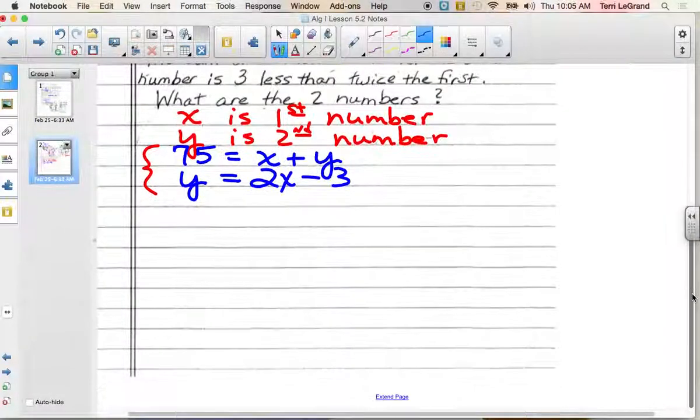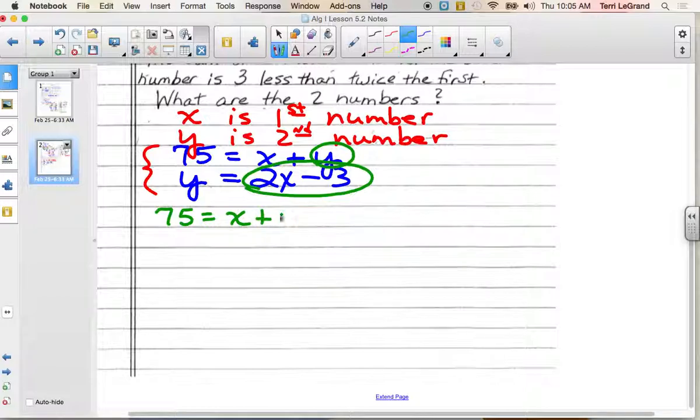Okay, now we'll use substitution to solve. So now the second equation is solved for y. I'm going to take that expression and put it into the first equation for its y. So we're going to write down that first equation, and we're going to substitute in for the y, 2x subtract 3. Now, notice I didn't put parentheses this time.